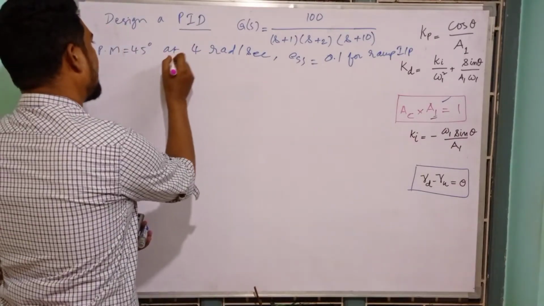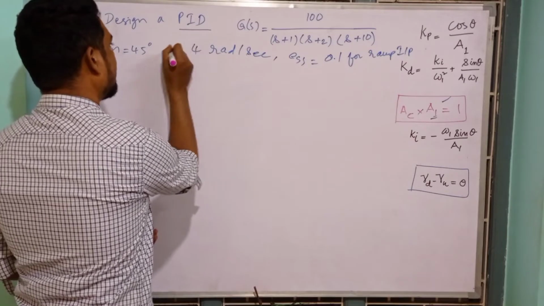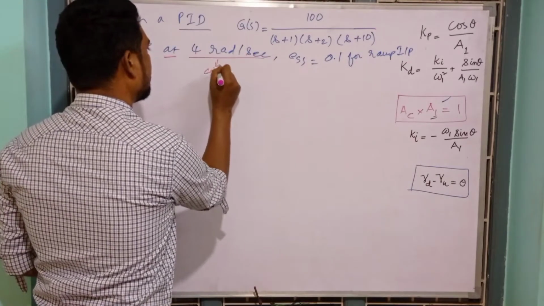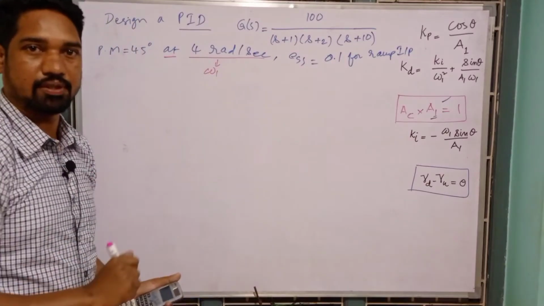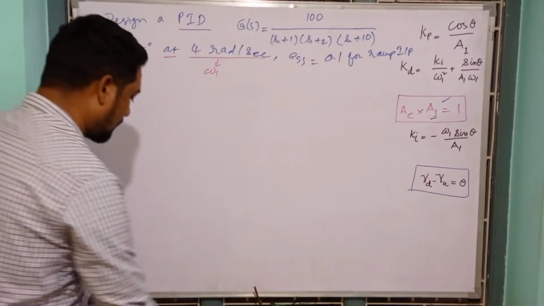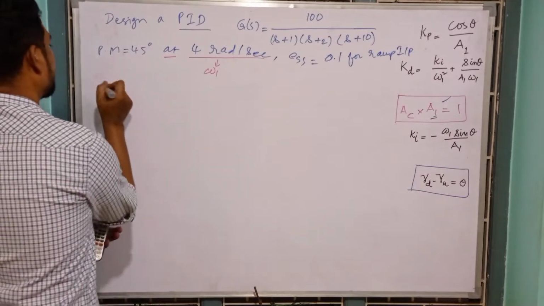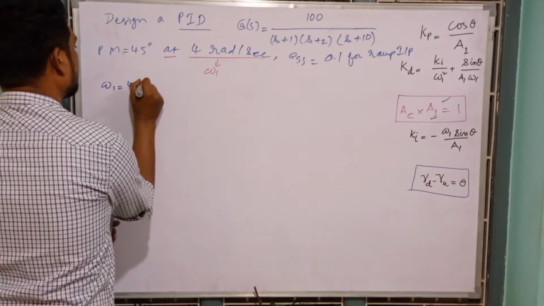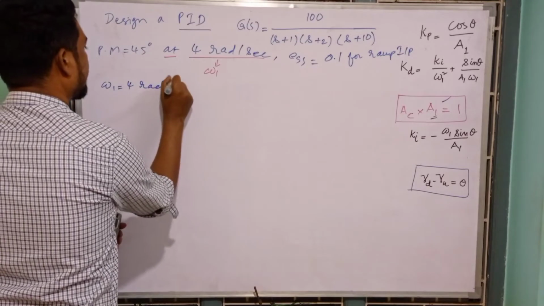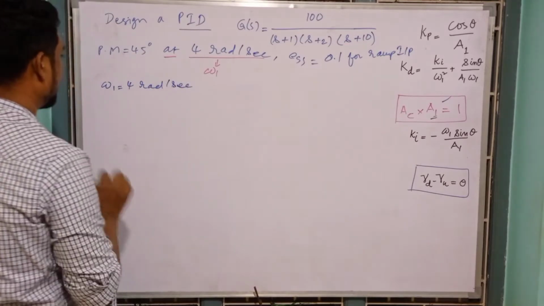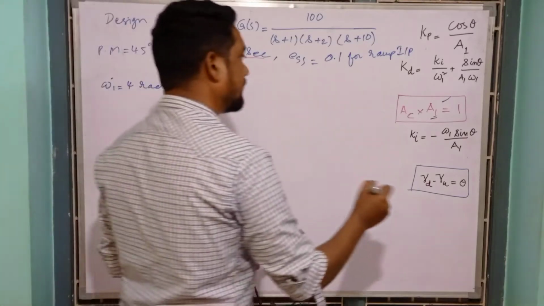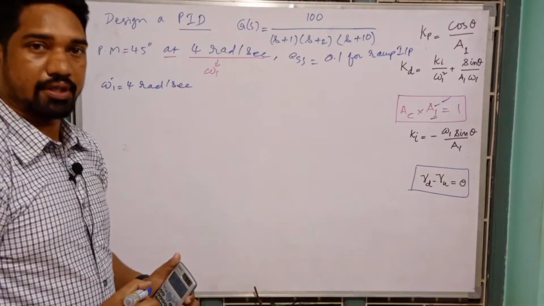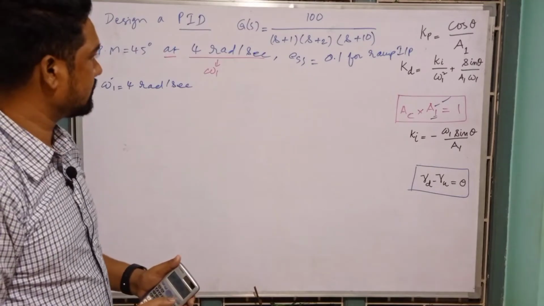Now this 4 radians per second is given. Okay, now this one will be our omega 1. So omega 1 from the given question will be equal to 4 radians per second. Okay, so as soon as we have omega, we can evaluate the value of A1. So what is the value of A1?